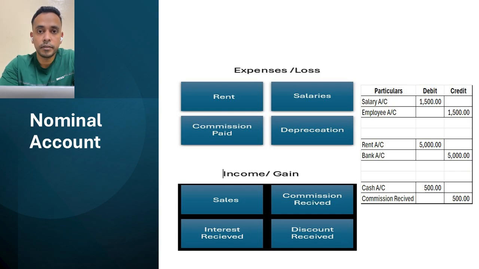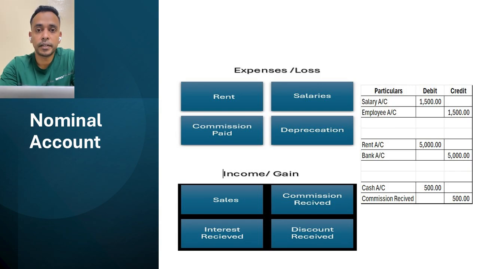Next, sale is our direct income. Then what will be the entry? The sale we have to credit because it's income. If we made a cash sale, then cash will come to our account. That means the real account. So cash will be debit and the sale will be credit.